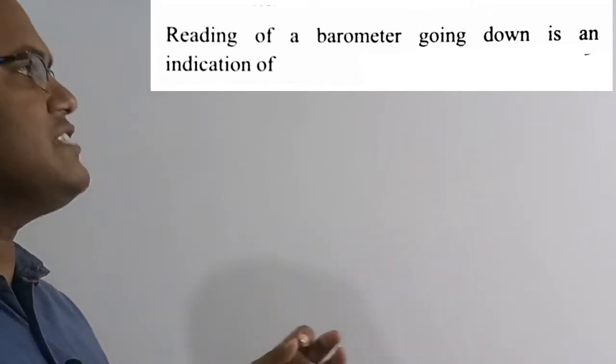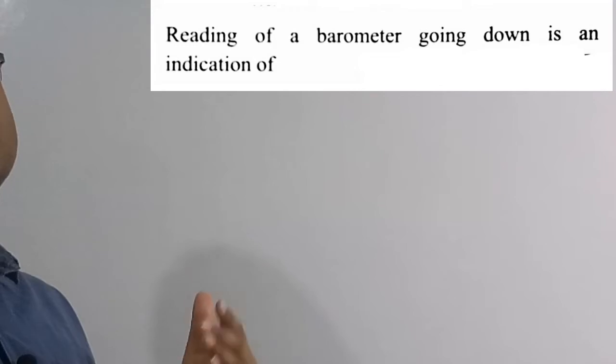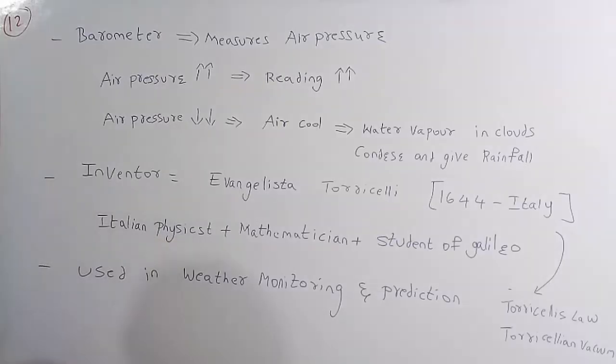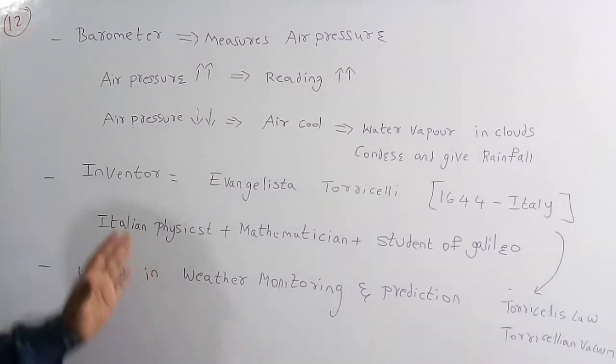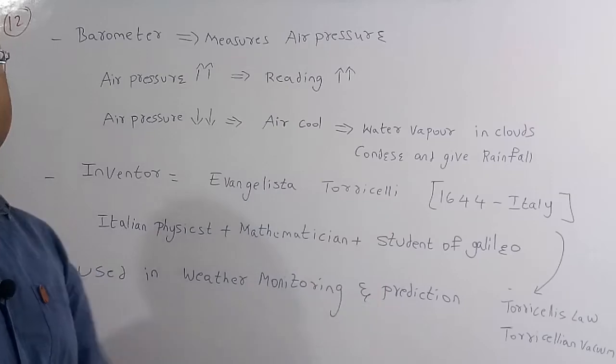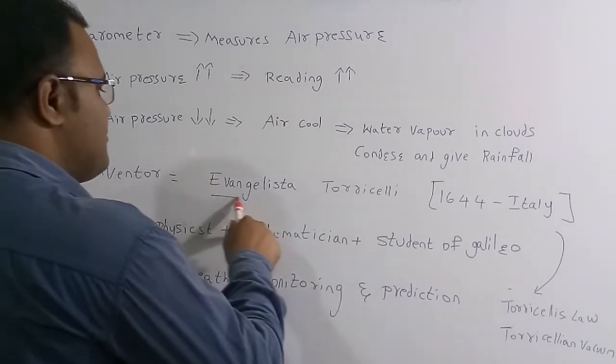So whenever there is an occurrence of rainfall, the reading of the barometer is going to go down. Let's discuss some more facts about this. Now we will discuss the inventor of the barometer. The inventor of the barometer is Evangelista Torricelli.